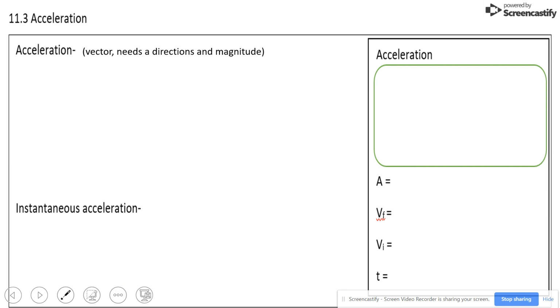Acceleration is a vector. Remember, all vectors need a direction and some sort of magnitude. And if you remember, magnitude is just the number associated with this. So just like velocity and displacement, all three of these are vectors. What acceleration is, is the rate at which velocity changes, or you could say it's how quickly the velocity changes.